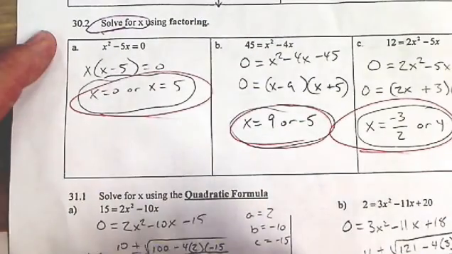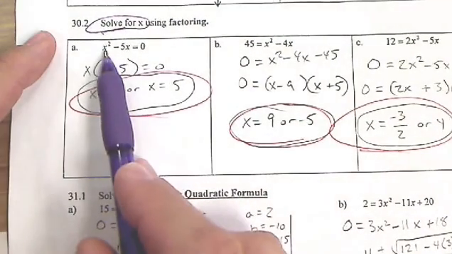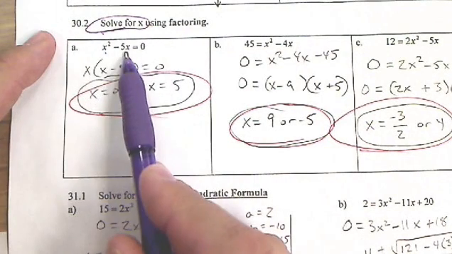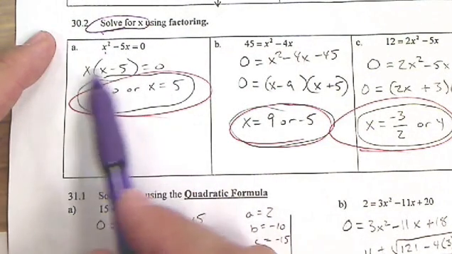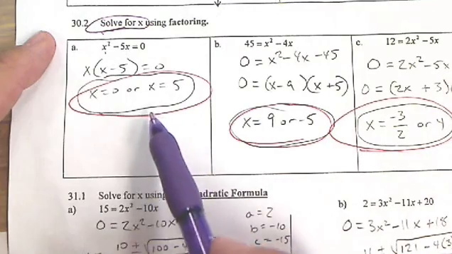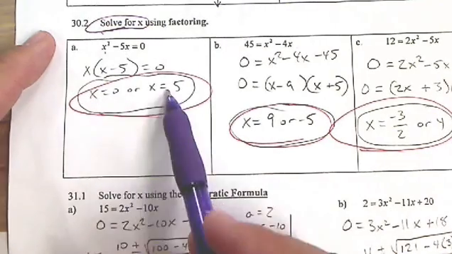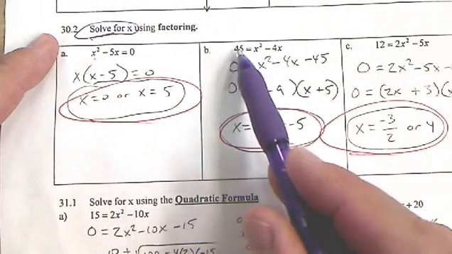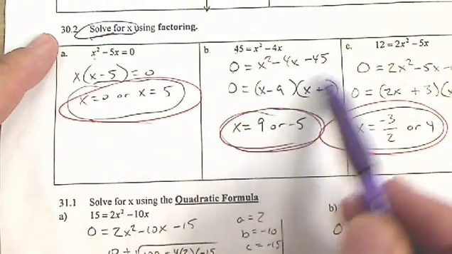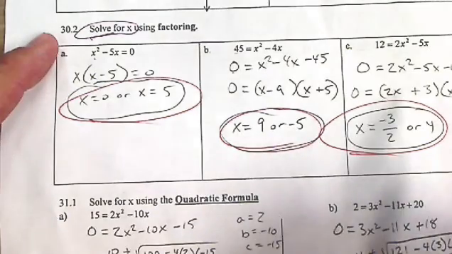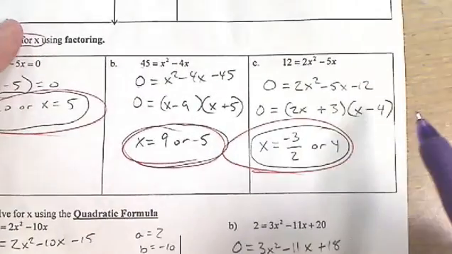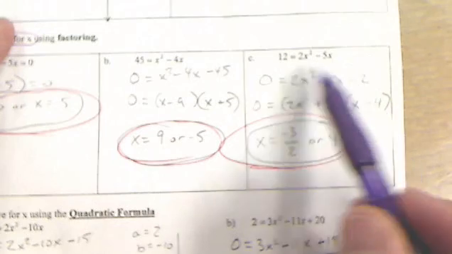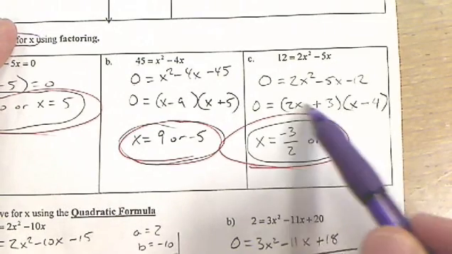Solve for x. So since there's an x squared and an x, I factor, and then I get my two answers. Put it equal to 0 by subtracting 45 from each side. Factor. There's my two answers. A lot of people did really well on this one. That was good. Factor this guy.